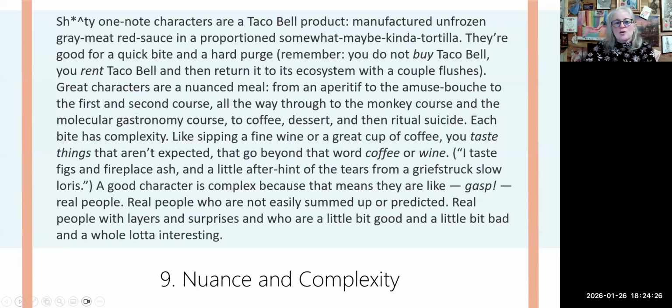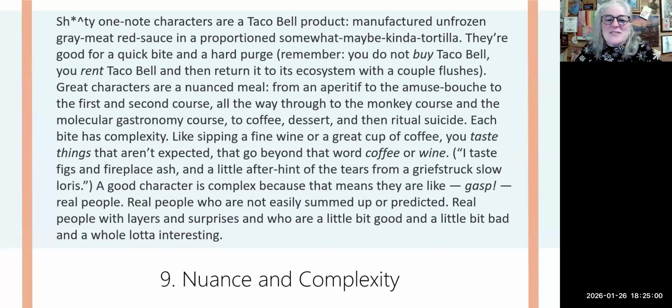How about that? Nuance and complexity. Stuffy one-note characters are a Taco Bell product: manufactured, unfrozen, gray meat, red sauce, in a proportion somewhat maybe kind of tortilla. They're good for a quick bite and a hard purge. Remember, you do not buy Taco Bell, you rent Taco Bell and then you return it to the ecosystem with a couple of flushes.